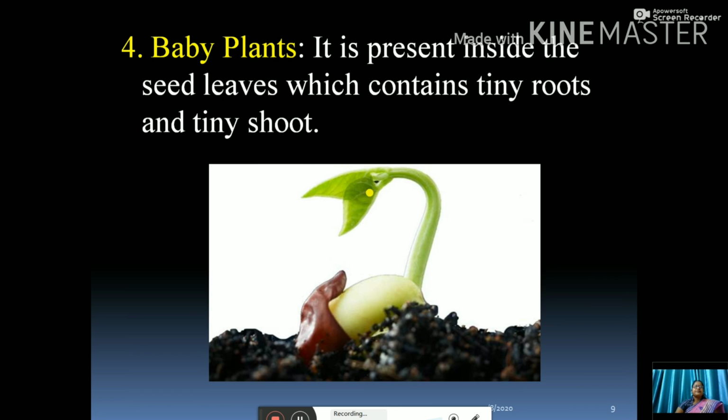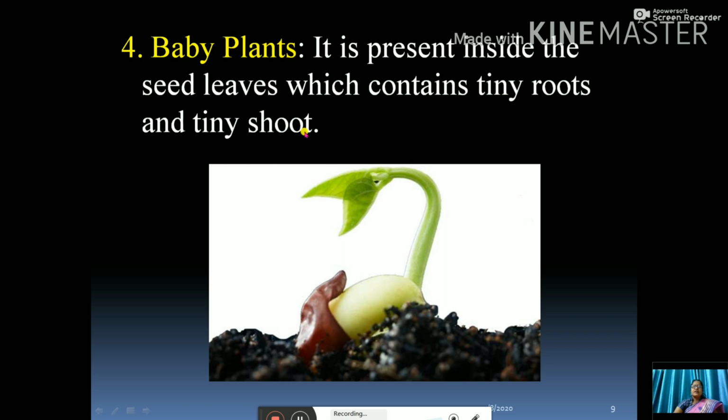Next, number four is baby plant. It is present inside the seed leaves, which contain a tiny root and a tiny shoot.